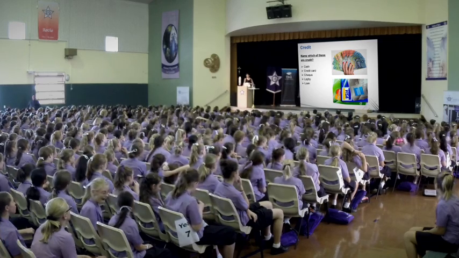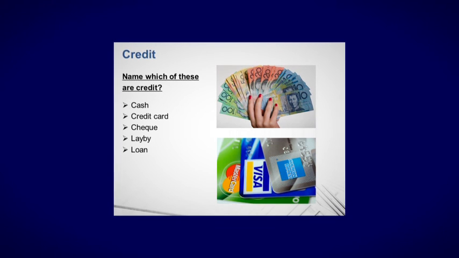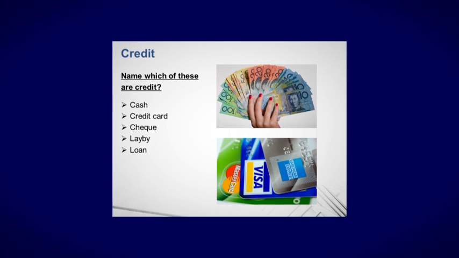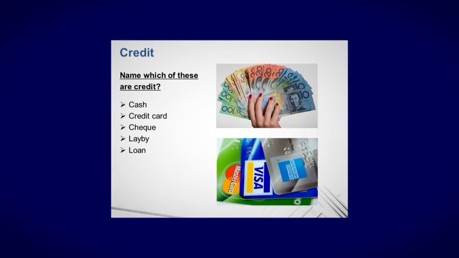Okay, credit. Which one of these is credit? And one more? Loan. So a credit card and a loan is credit because you've gone and borrowed money from somebody. You don't have that available yourself.